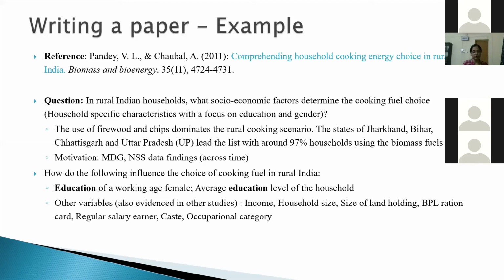And again, one of the motivations, as you can see on the screen, is that if you looked at only the states of Jharkhand, Bihar, Chhattisgarh, and UP, which were the lesser developed states according to that particular survey for that year, it actually ended up saying that 97% of the households were using biomass fuels. The other motivation was that the Millennium Development Goals had also been announced, and those were also looking at cutting down these unclean alternatives.